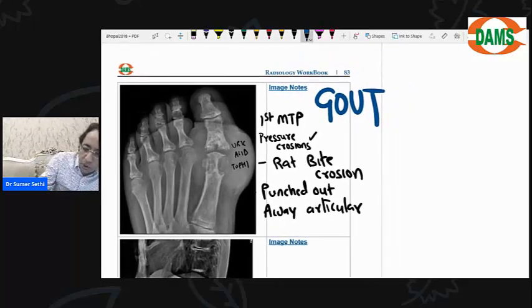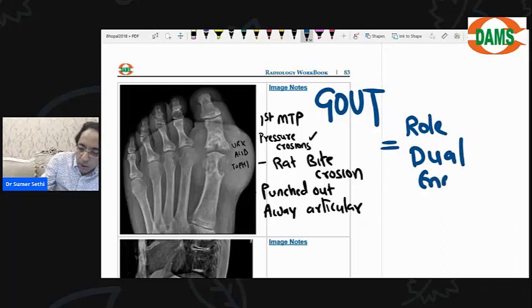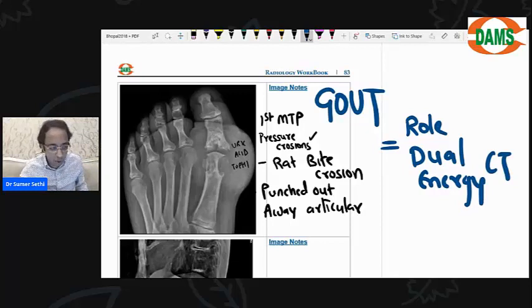But did I tell you gout somewhere else as well? I told you today there is a role of a new CT technology called dual energy CT to identify uric acid deposits in gout.